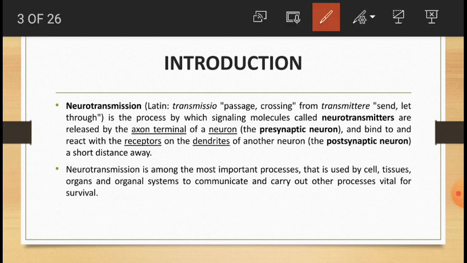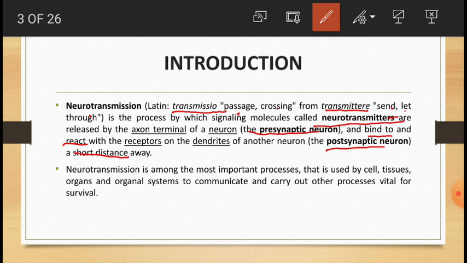Coming to introduction, neurotransmission is a term that has been derived from Latin terms. Transmissio means passage or crossing, and from transmitter that means send or let through. Neurotransmission is the process by which signaling molecules called neurotransmitters are released by the axon of a neuron, which is the presynaptic neuron, and the neurotransmitters bind to and react with the receptors on the dendrites of the next neuron, which is also called a postsynaptic neuron, which is located a short distance away.